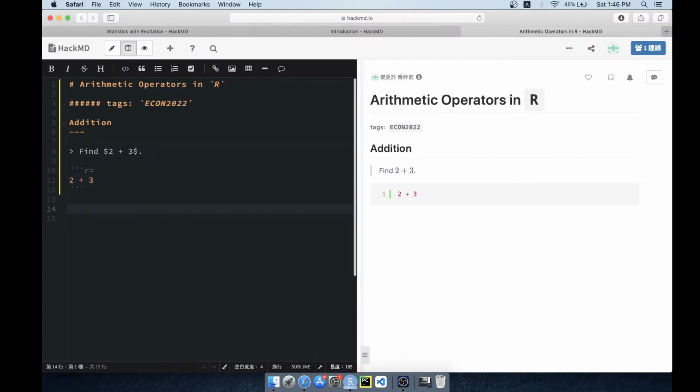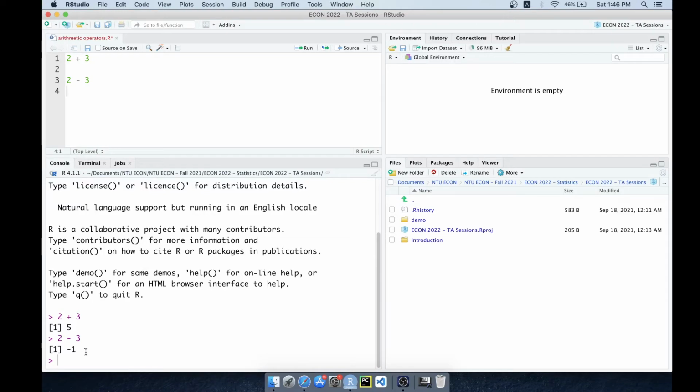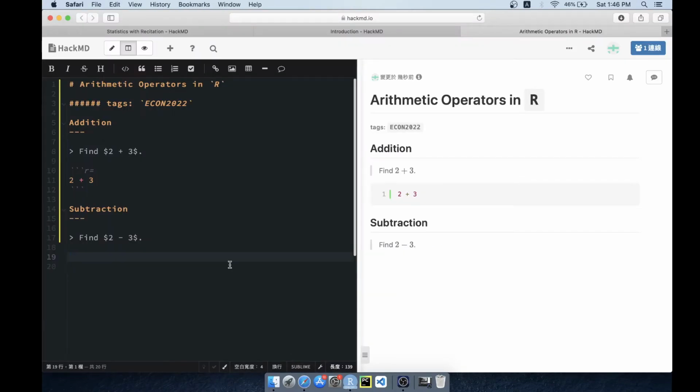Okay, next we see the subtraction. Look at one example. Find 2 minus 3. So how can we do it in R? We can type 2 minus 3. We have a result of -1. So we can type it here for your notes: 2 minus 3.